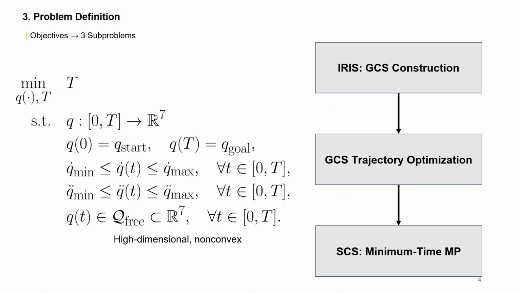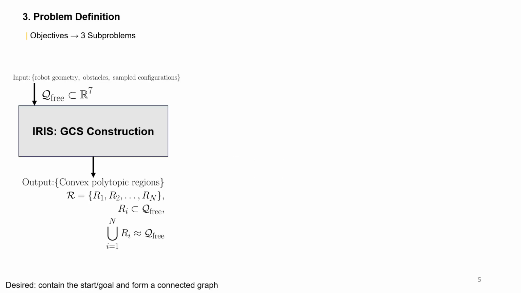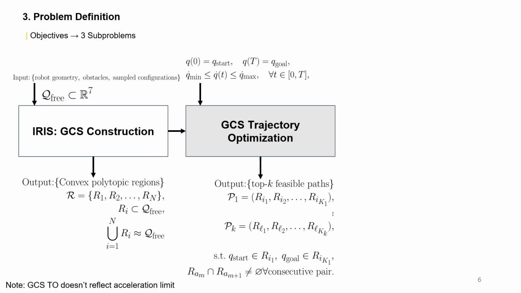The problem we aim to solve is the following. We want to find the trajectory q(t) and the duration T that achieve the minimum time motion while satisfying those constraints. To address this, we break it into three subproblems. In the first subproblem, we simply use IRIS to decompose the free space into convex regions. In the second subproblem, we run GCSTO using the graph from IRIS. The key difference is that we do not take the single best solution. Instead, we extract the top k feasible paths, which SCS then refines to minimum time.